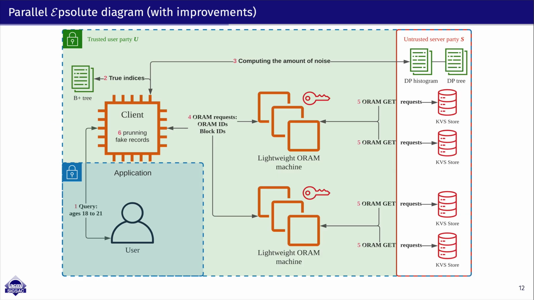Here is the schematic representation of the parallel Epsolute. First, the external application supplies the query to the client party. The client fetches the true record IDs from the indices it has locally. The client then fetches the total number of records to return from DS. It can do so from the server. It then prepares the requests to the ORAMs and executes them in parallel. That's important. And the results are then filtered out on the client.